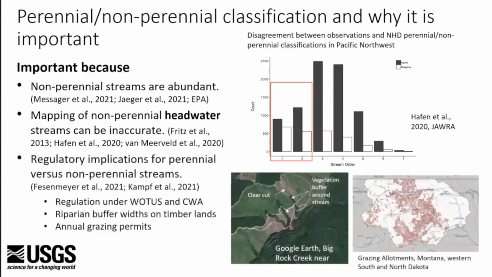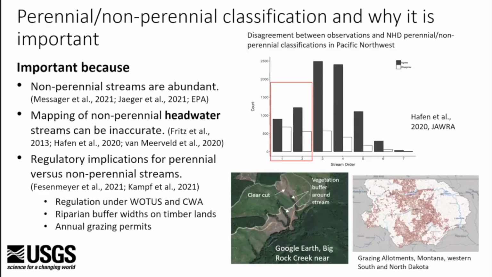And this has regulatory implications. Generally, perennial streams have more protections. They're generally protected or have stronger protections and regulation under the Waters of the U.S., that's WOTUS, and the Clean Water Act, which is CWA. And then also on a state and local level, there are different regulations. These streams are managed differently if they're perennial or non-perennial.